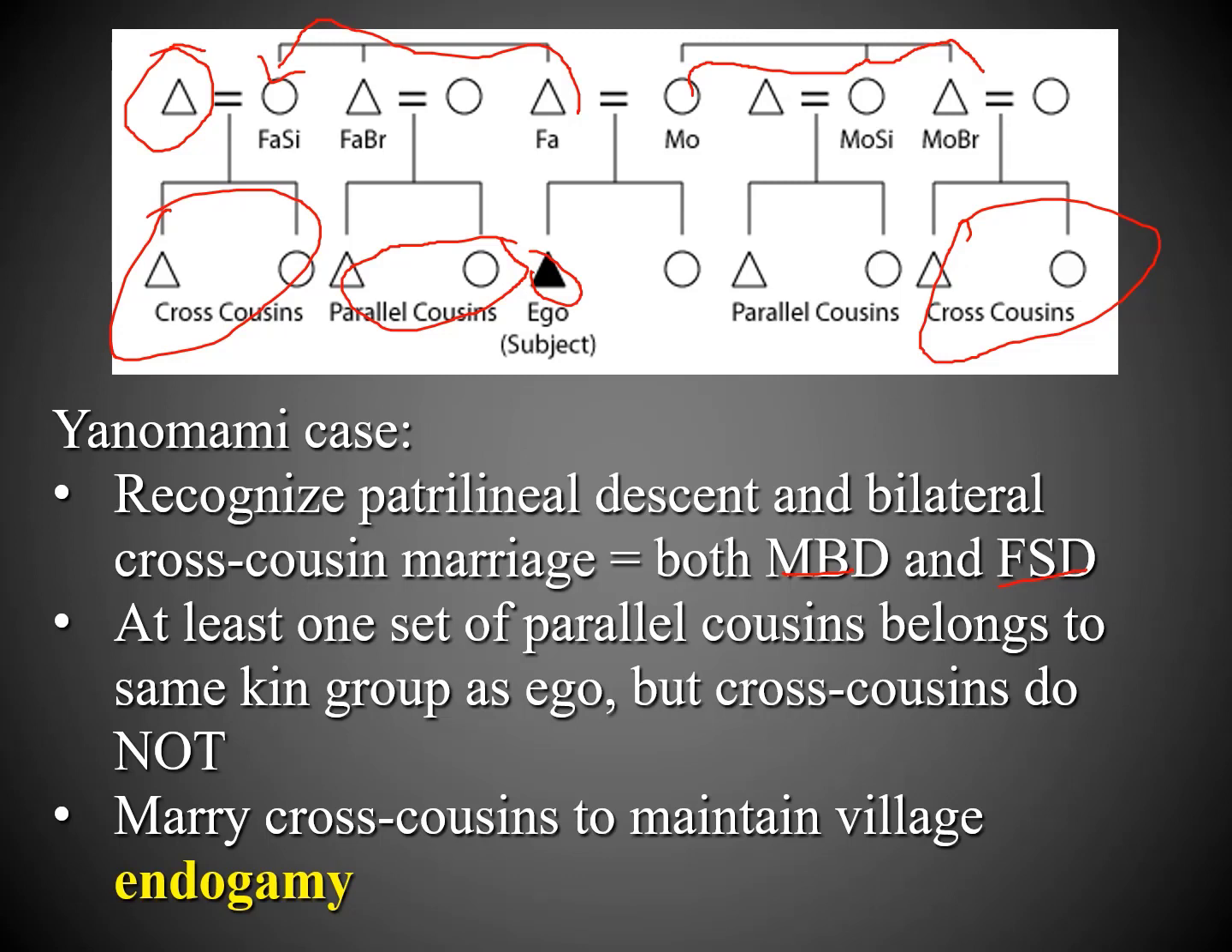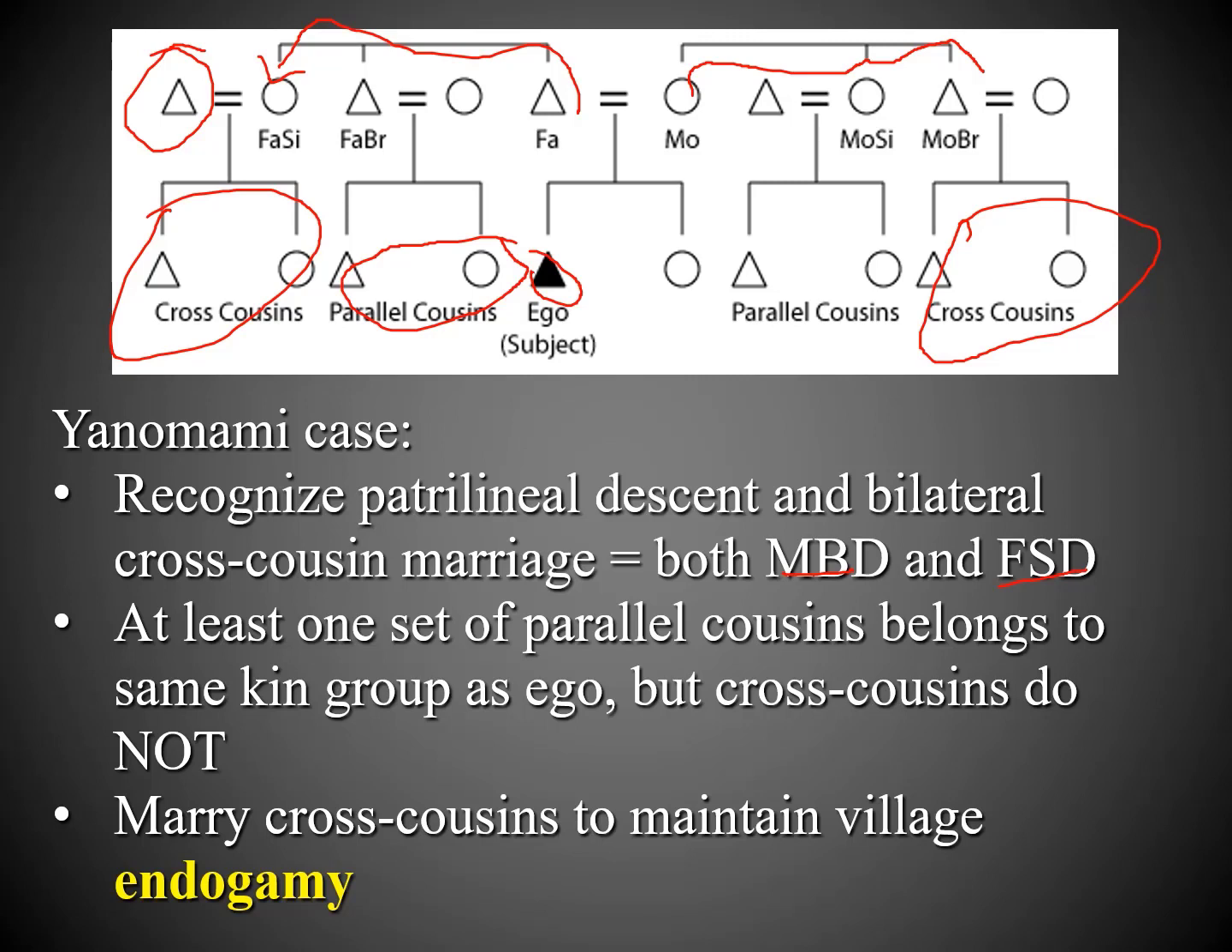So again, at least one set of parallel cousins belongs to the same kin group as Ego. The other set of parallel cousins is another type of family. But cross cousins don't belong to the same patriline. They're not considered family. So they're not only eligible marriage partners for Ego, but desirable. And one strategy among the Yanomami is to marry cross cousins within the village to maintain village cohesion. It's called village endogamy. So remember, exogamy, they marry outside the village into other villages.